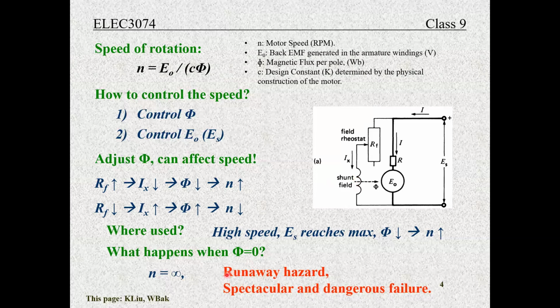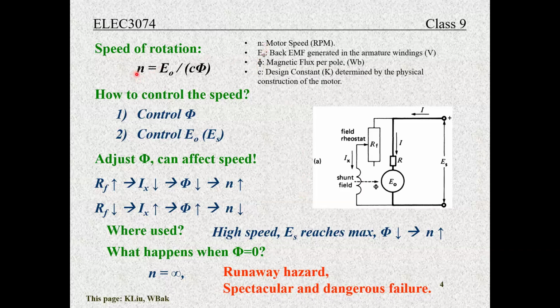In the series configuration, you're more likely to run into something that's called a runaway hazard or runaway condition. And when that happens, the speed of the motor goes pretty much into cosmos type of a speed, warp speed. And we could have some spectacular and dangerous failure.